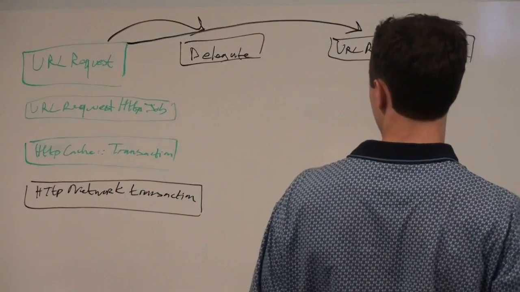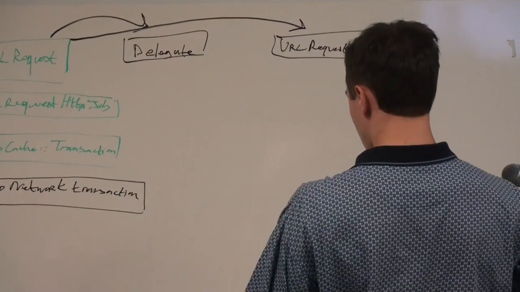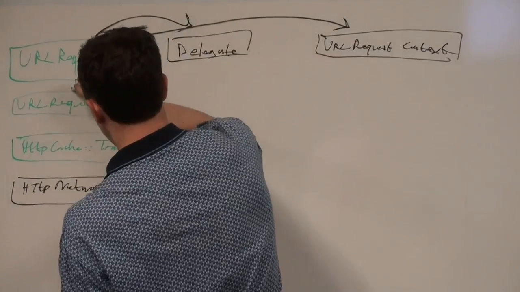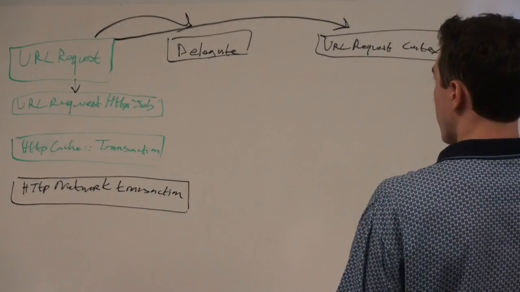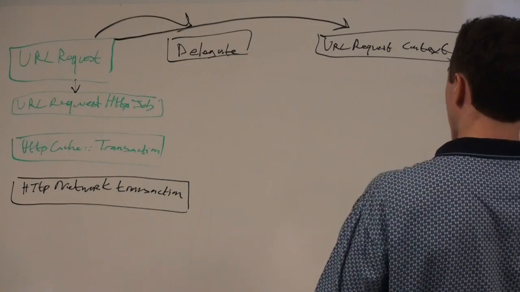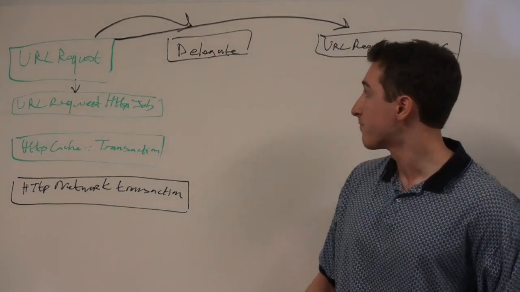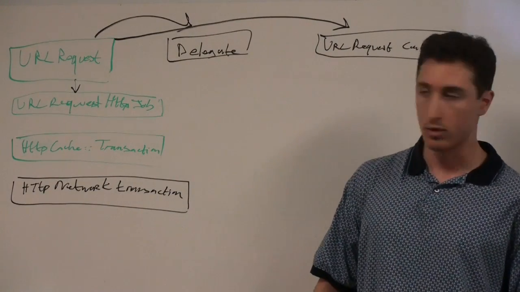Okay, so we're going to start execution in the URL request object. The arrows here represent dependencies and the flow of execution. We're going to pass in the delegate object, which is how we get called back when events complete. We also pass in the URL request context, which holds all of our global state.